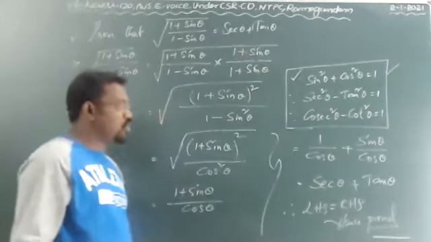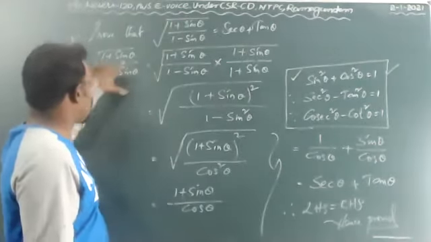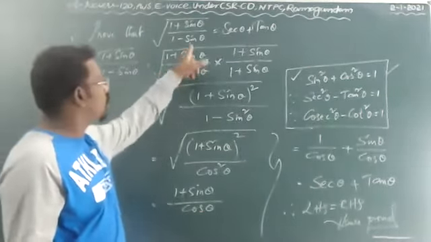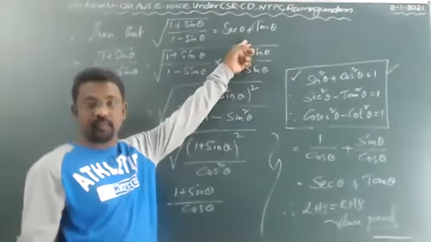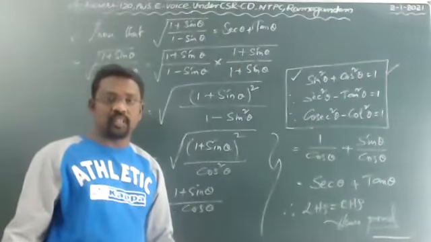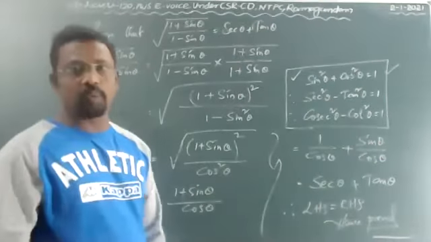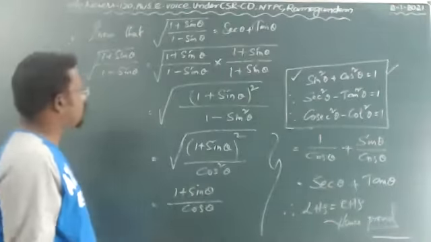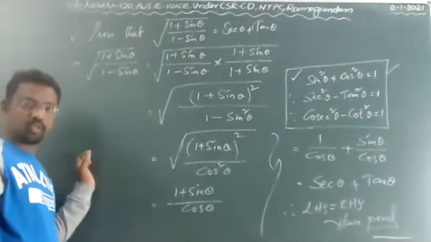And this is one of the most important problems. Sometimes they will give 1 plus cos theta by 1 minus cos theta also, so that you will get cosecant theta plus cot theta. Whatever it is, you will see at the end of this session. I will do one or two problems as homework, and at that time I will change this question. If you want to take a screenshot, you can take it with that identity.